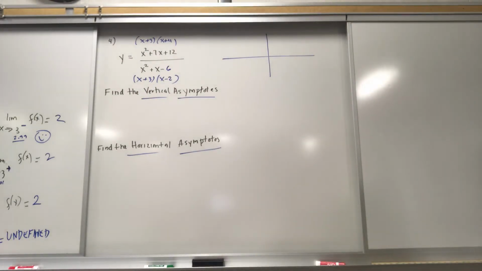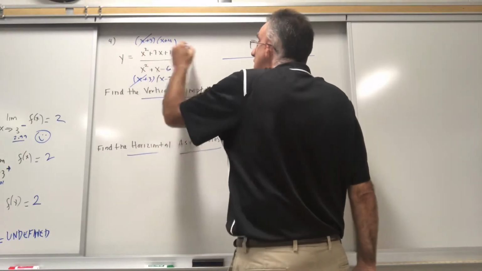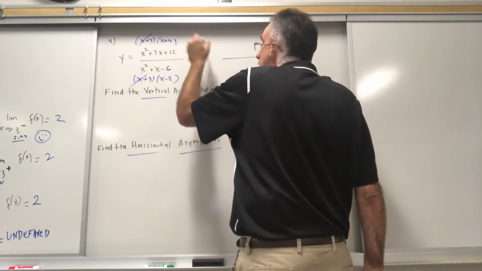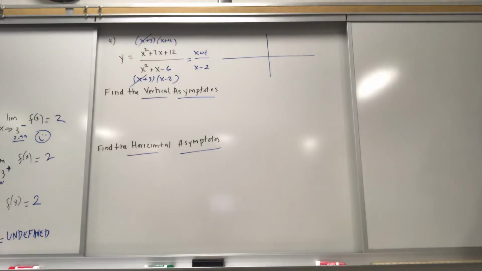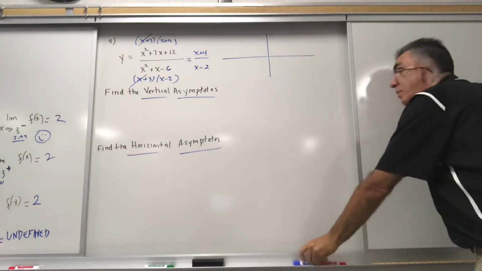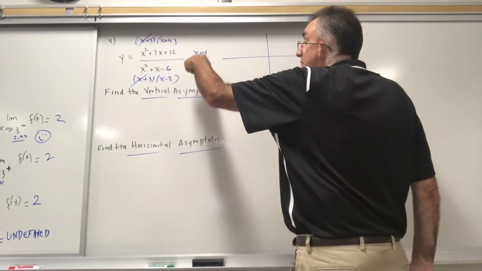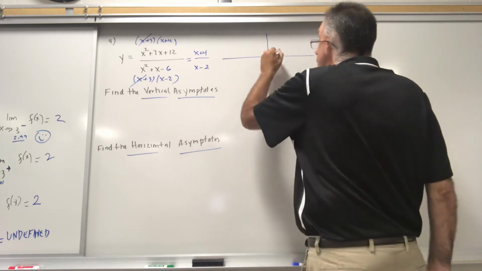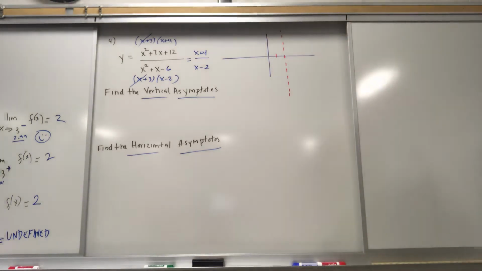Now, what you can then do is you can cancel and you get x plus 4 over x minus 2. Now, you may remember how to do this, you may already know how to do this, but don't panic if you don't. You're going to get what's called a vertical asymptote at 2, because that would mean you'd be dividing by 0.